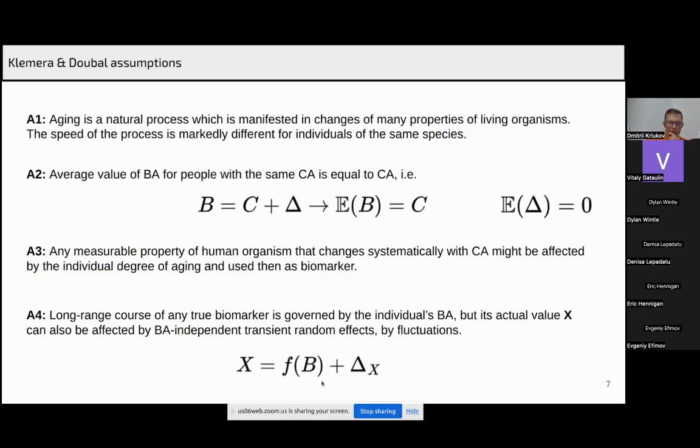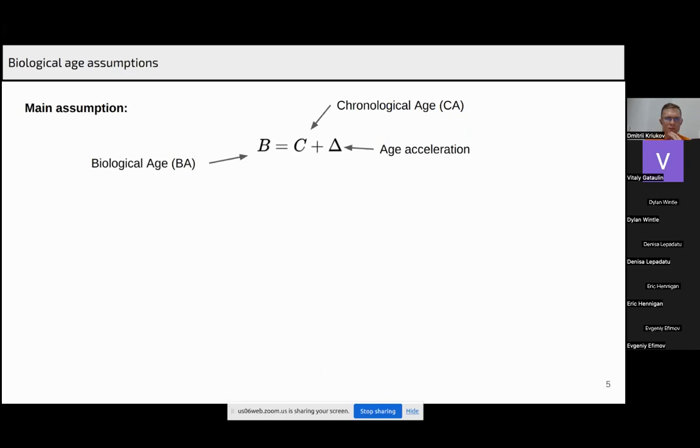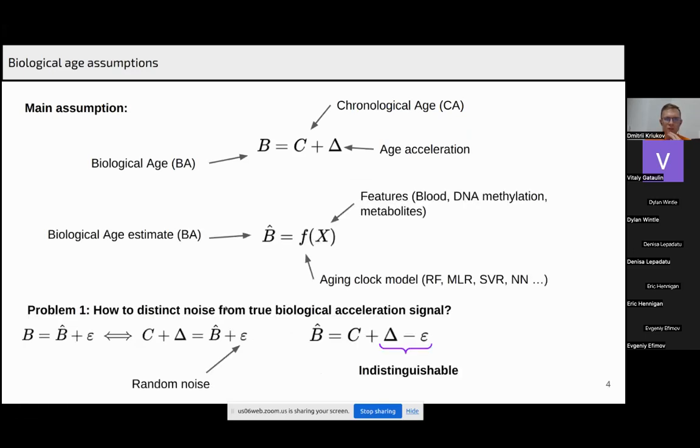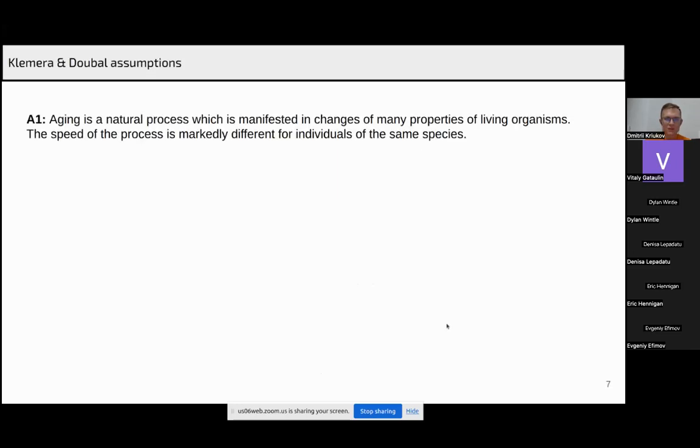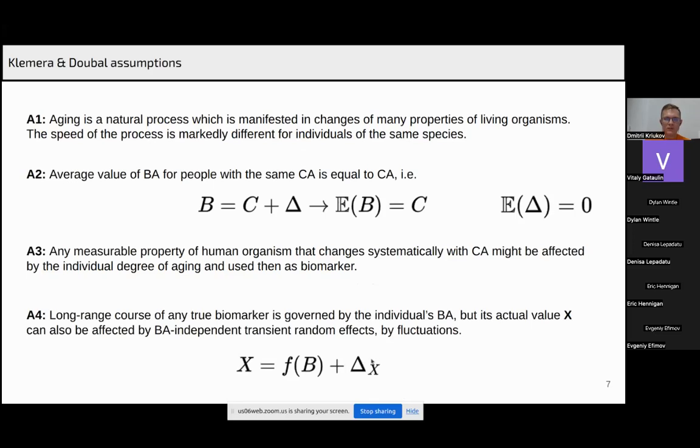Do you remember problem 1, by the way? The problem 1 we considered earlier. I just remind that problem 1 is how to distinguish noise from true biological age acceleration signal. This assumption they propose here is an attempt to introduce this noise explicitly to the model of biomarker X. Authors understand that age-independent random noise exists, and they include it explicitly. And this is very meaningful too.